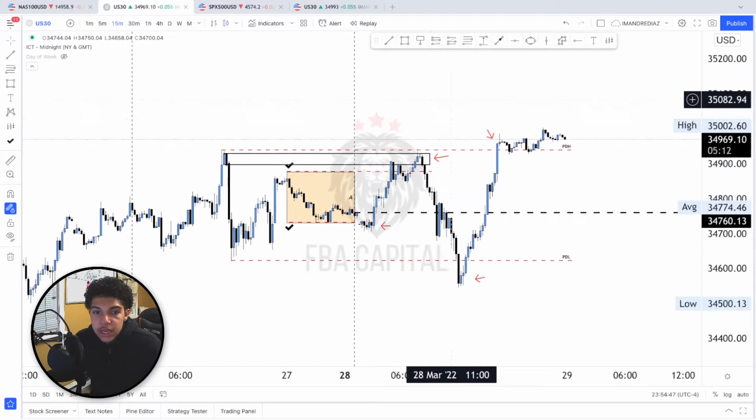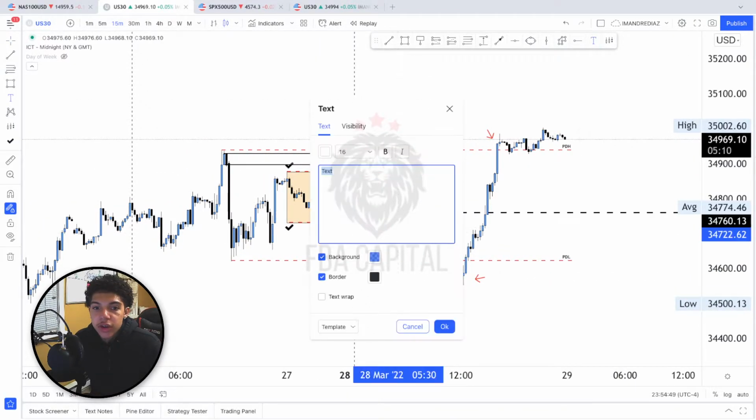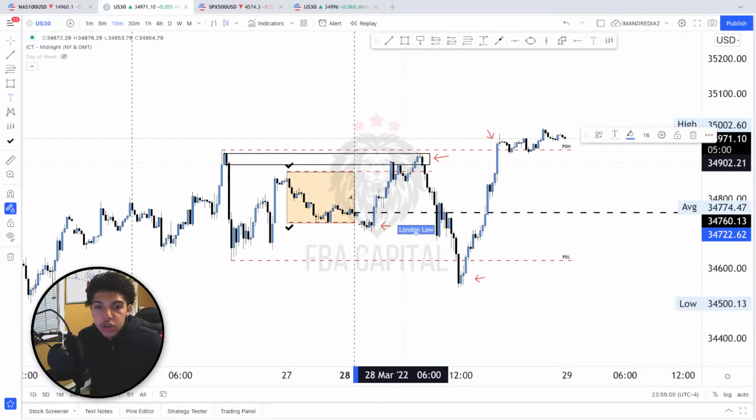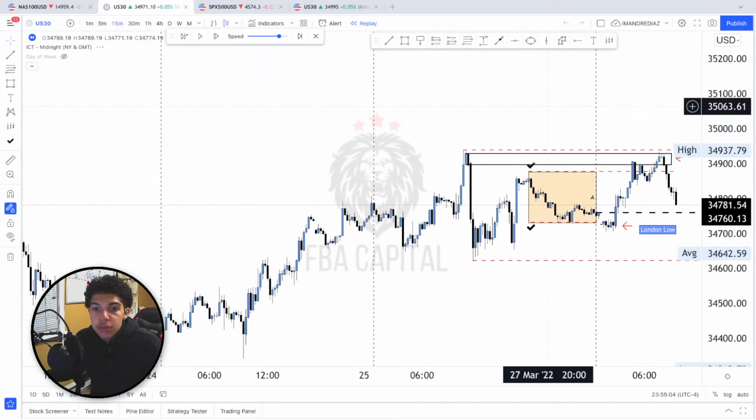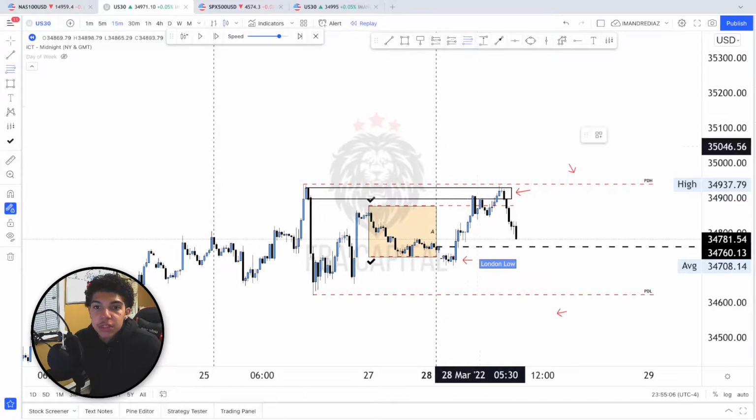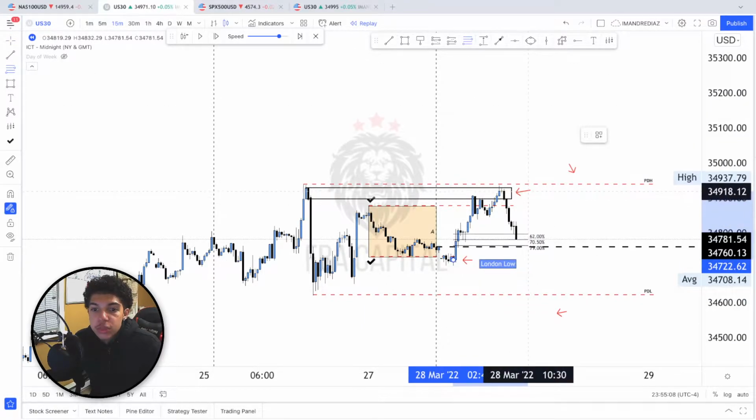So let's annotate all these areas. So we have this area right here, which is the London low. And this area is of significance because personally, this was an area that I was trying to catch a trade off of. Because before all of this happened, before price dropped all the way down, I was anticipating a potential retracement to see price continue moving higher.